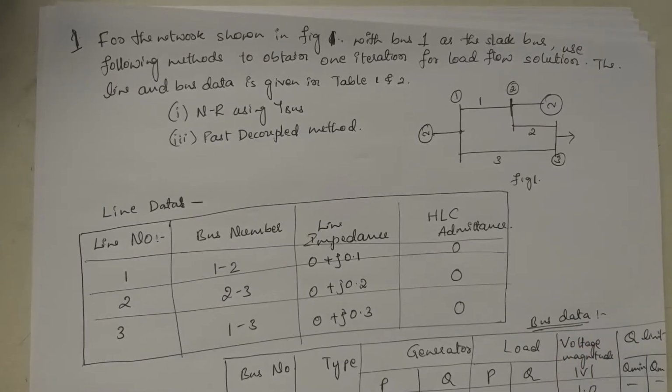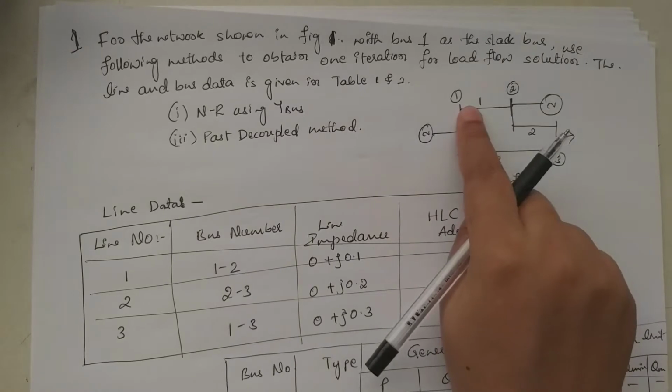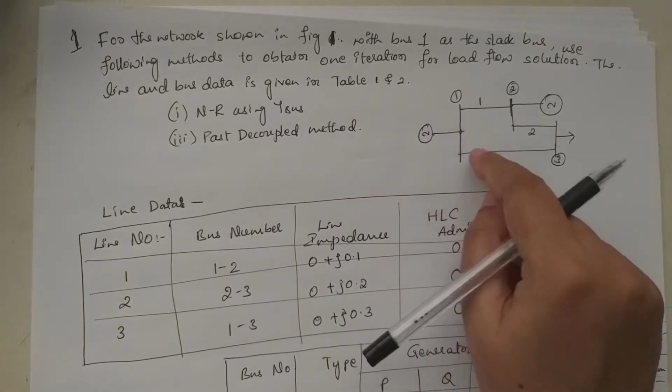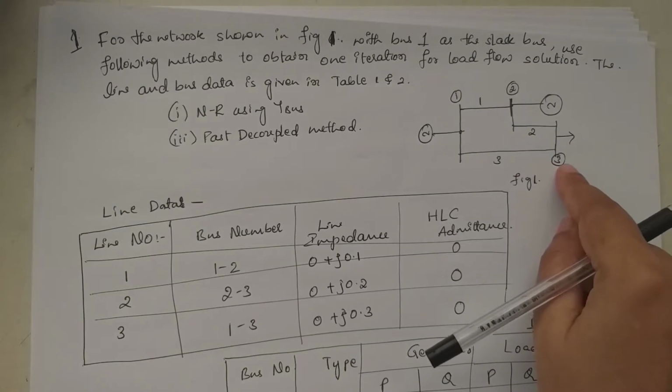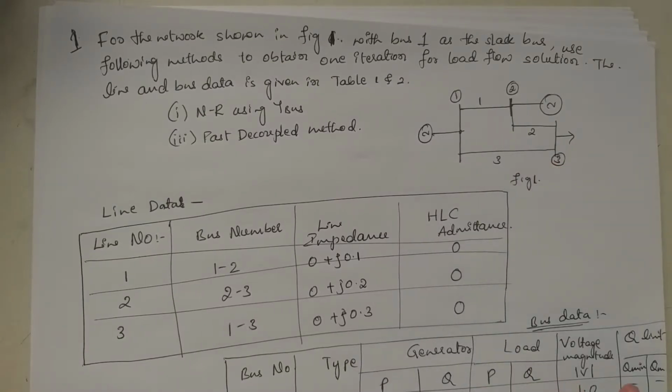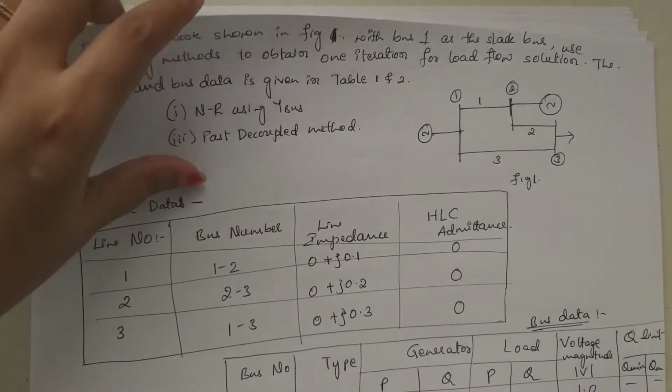Here bus number 1 is a slack bus, bus 2 is a PV bus, and bus 3 is a PQ bus. The generator data, load data, voltage magnitude and Q limit are given. We will solve the problem.